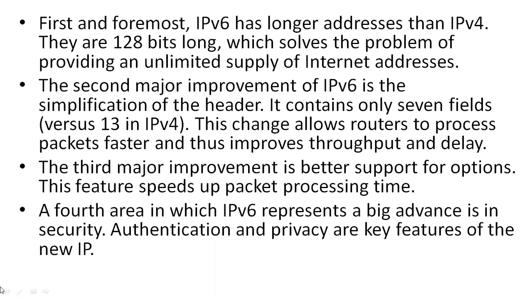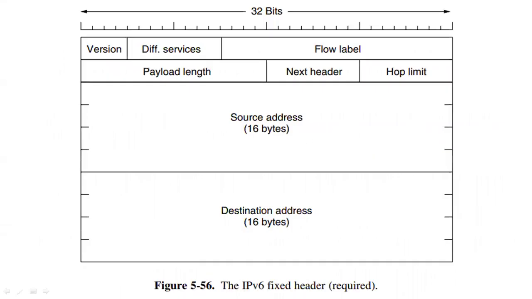Yeah. So now we go for the header. There is an IPv6 fixed header. Yes, we have only 7 fields. So previously we had 13 fields in the header, and in version 6 it was reduced to 7 fields. Okay, practice once, note these down.